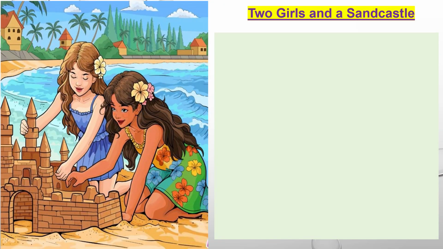Now, what do you see in this picture? Tell me the words. Girls, right? Beach, sandcastle, sea, and so on. Now, we'll start with 10 very simple sentences. These will be short and easy, and they will just tell us what is in the picture. So, are you ready? Okay.